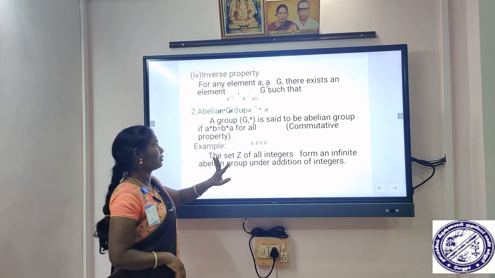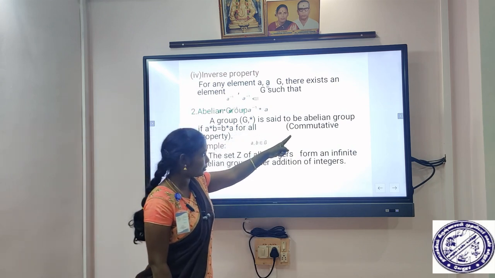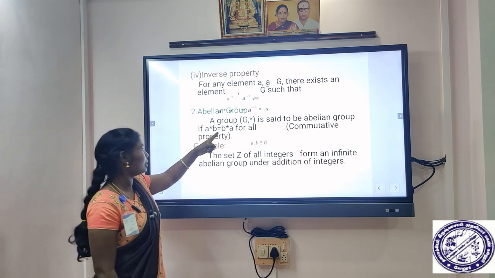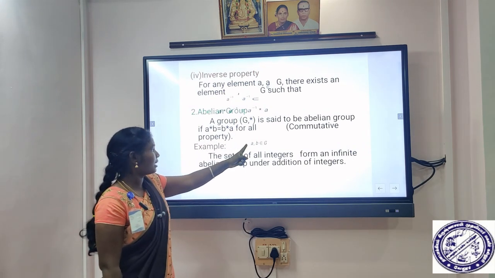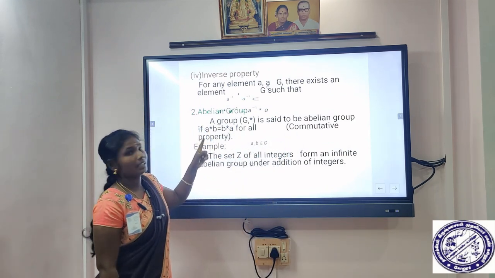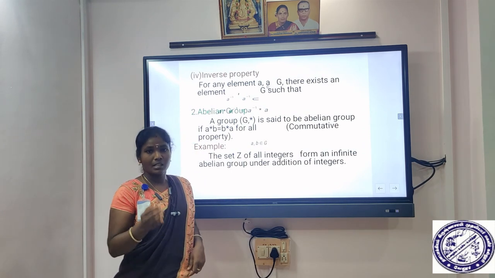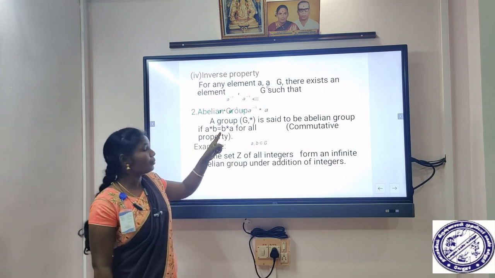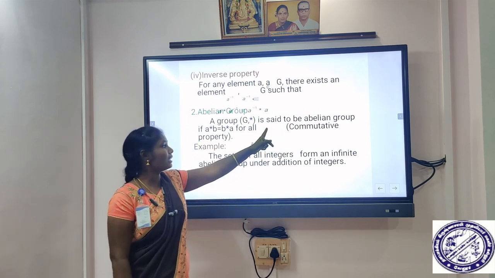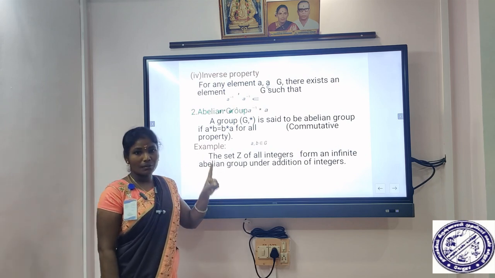Next one is the abelian group. A group G, star is said to be an abelian group if a star b equals b star a for all a, b belongs to G. That is called the commutative property. Suppose a given set G is a group which satisfies the four conditions. Suppose that group is an abelian group, it must satisfy one more condition, and the condition is the commutative property.